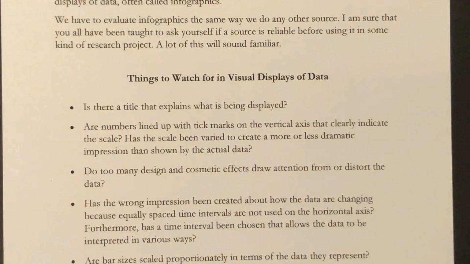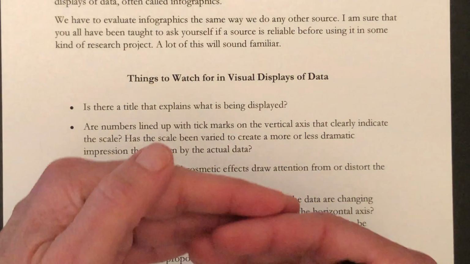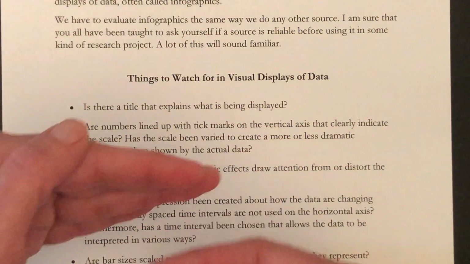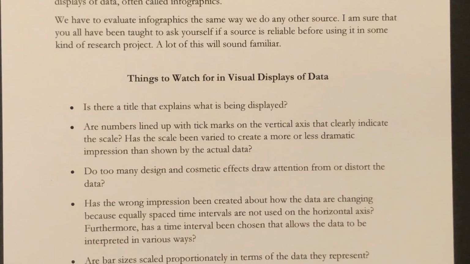Are numbers lined up with tick marks on the vertical axis that clearly indicate the scale? Has the scale been varied to create a more or less dramatic impression? So we can kind of stretch things out or squish things together to make it look the way we want it to look. You need to make sure that they aren't pulling that kind of trick on you, okay?